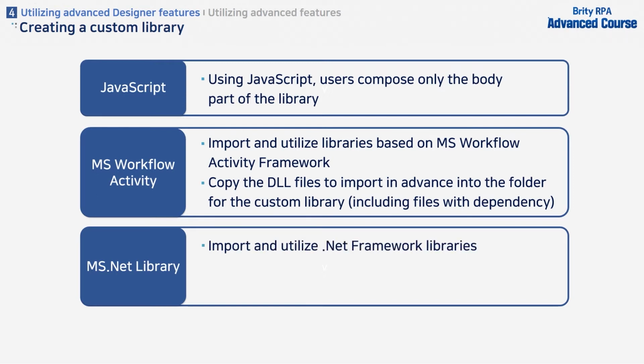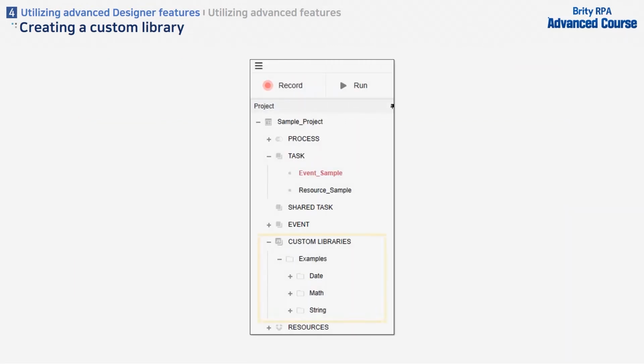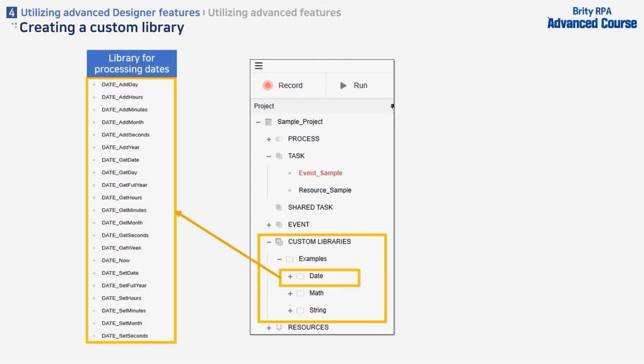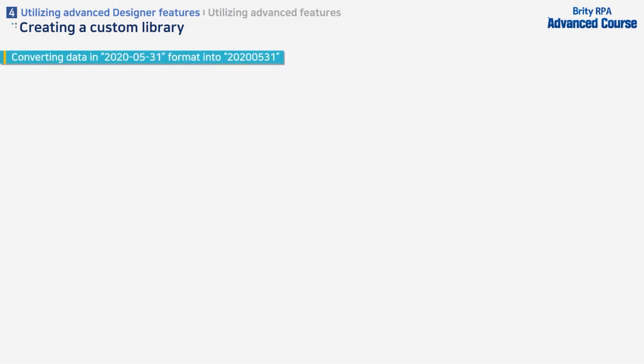MS .NET Library may be utilized by importing libraries created based on .NET Framework. Likewise, the DLL files to import and all other dependent files need to be copied in advance into the folder for the custom library. When a project is created, 3 different types of libraries are included in the project by default. They are custom libraries for processing dates, mathematics operations, and text strings, which are readily available for users when developing a project. So, let's find out how to utilize activities.